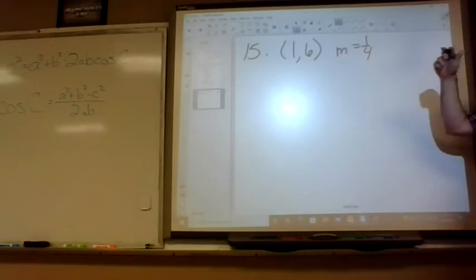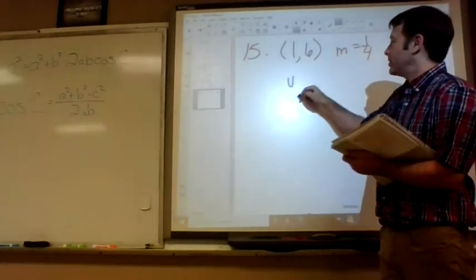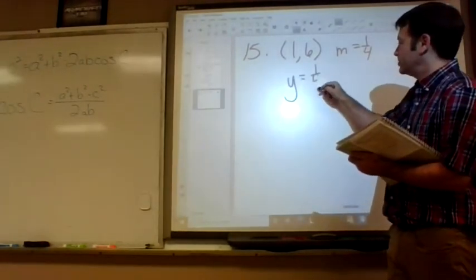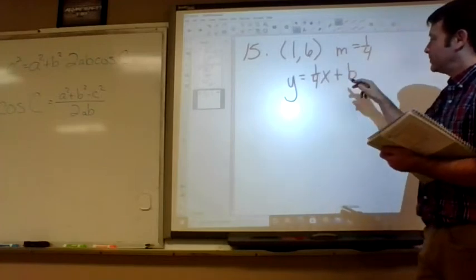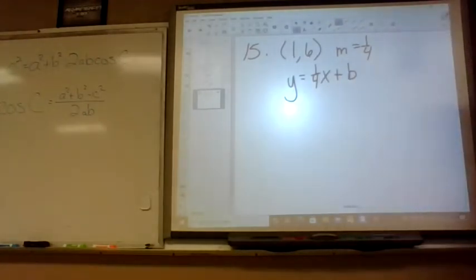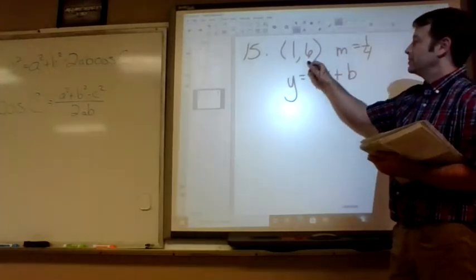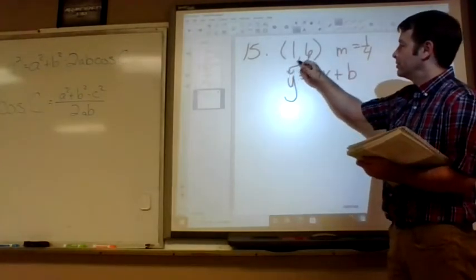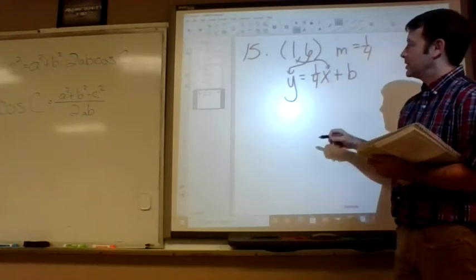Now, I could write y equals 1/4 x plus b. You can kind of skip that step though and just start plugging in the x and y. Anyway, 6 goes for y, 1 goes for x.